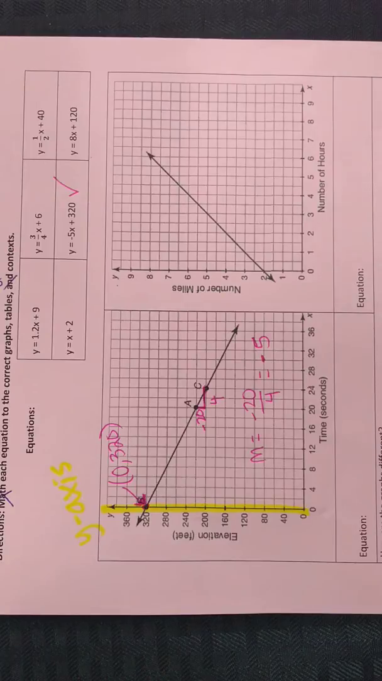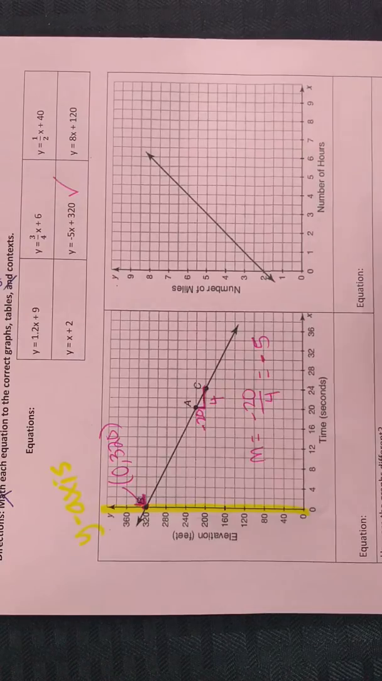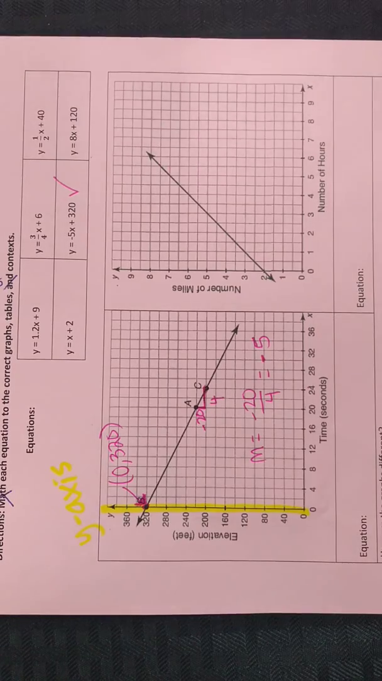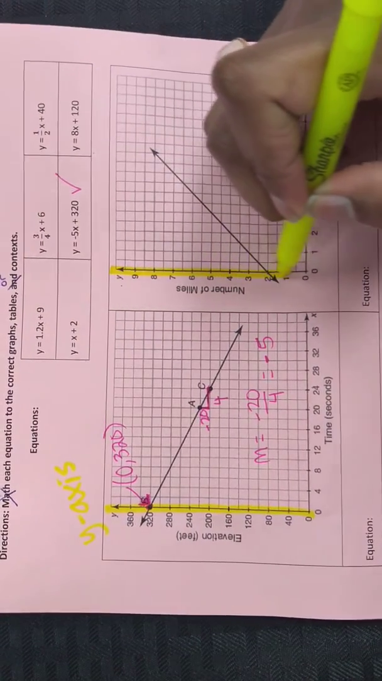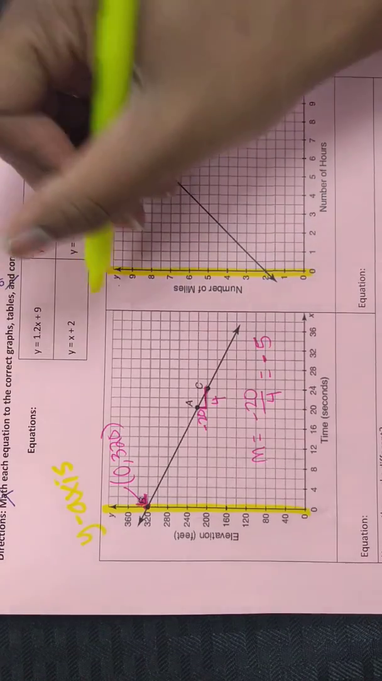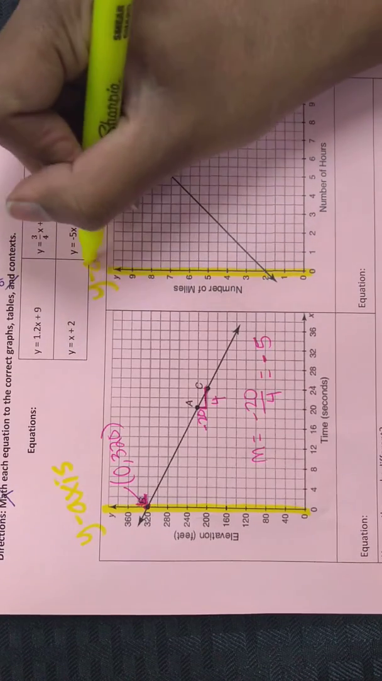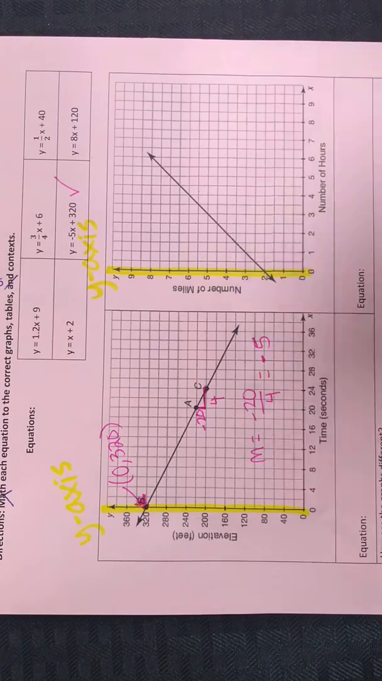Now, if that boosted your confidence a bit and you want to pause this video and try to do them on your own, go for it. Pause it and try to do them on your own. Otherwise, let's keep going. Next, I need to find the equation that matches this graph. Do the same thing again. Highlight that y-axis. Not y-intercept, but y-axis. Find the y-intercept and label it.